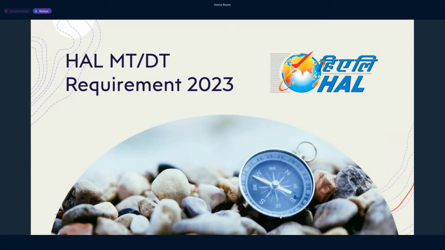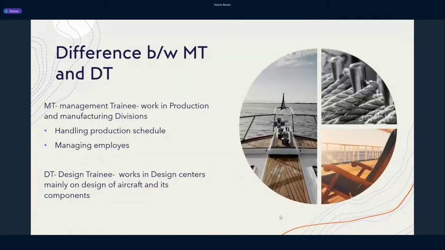This is a brief introduction, some preparation tips and answers to the doubts you guys had regarding HAL recruitment 2022. The main doubt people were asking is: what is the difference between MT and DT?